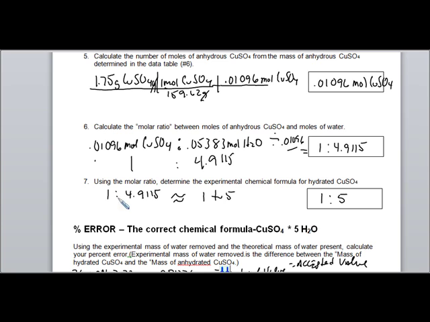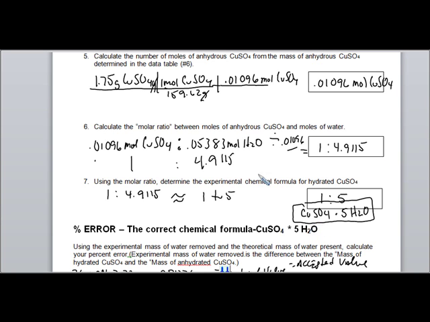So, we're saying that this 1 to 4.95 is essentially a 1 to 5 ratio, which says that our formula unit, our formula of copper 2 sulfate, the hydrated crystal, is 1 mole of copper 2 sulfate to 5 moles of water, okay? So our experimental formula matches the actual formula. Yours may not.